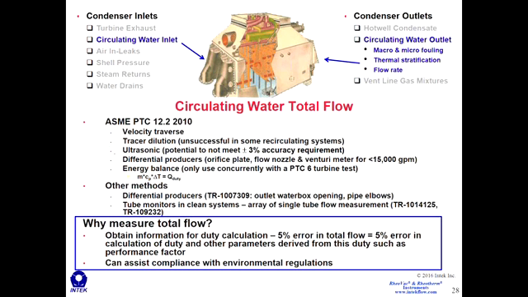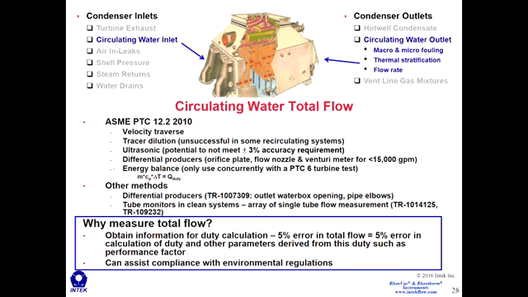Ultrasonics are a way potentially to measure it continuously. But some of them don't meet the 3% accuracy requirement of a performance test code. Differential producers, this is a really good way to do it. This is a way that we recommend. It's economical. If you do it the right way, you can have a continuous measurement of cooling water flow rate for a very long time for not much cost. And so we'll talk about how to do this.